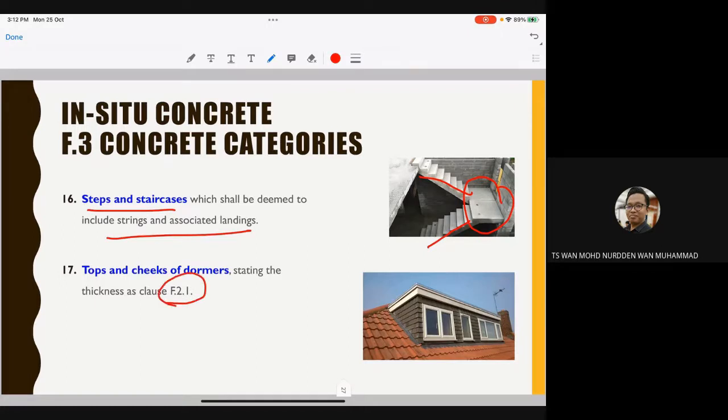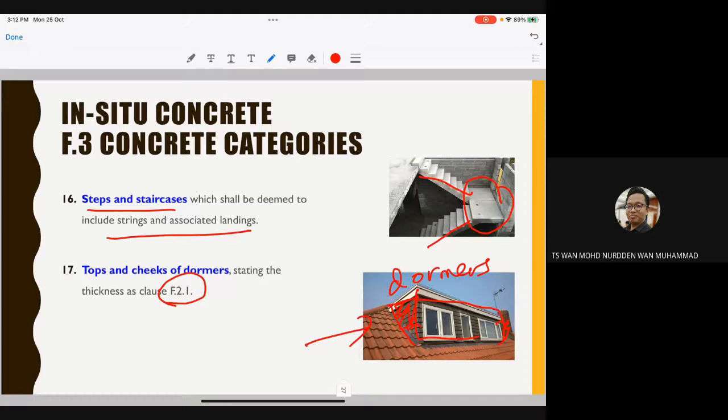Apa maksud top and cheeks of dormers? Inilah gambar dia dormers. Okay, kat Malaysia mungkin kita jarang lah kita tengok benda ni kan, tapi ada tu ada lah. Okay, apa yang dimaksud top and cheeks of dormers? Top tu kat kawasan ni lah. Okay, cheeks tu kat kawasan tepi. Okay, kawasan tepi. Okay, so kawasan tu konkrit dia macam wall sahaja sebenarnya, tapi bila dia buat macam ni, bentuk dia kita panggil sebagai dormers lah. Okay, dormers.